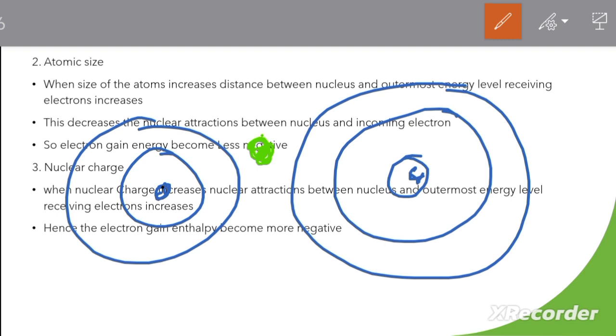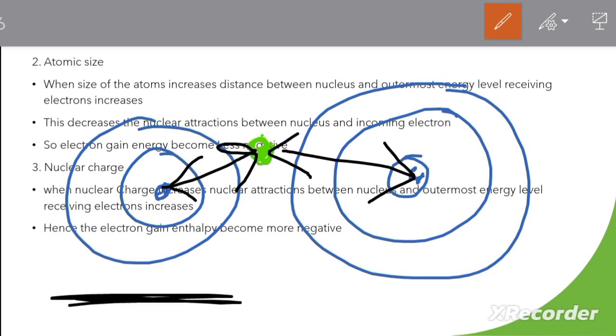So this first nucleus has a lesser distance to the incoming electron, and this second element has a bigger distance to the incoming electron. So there are more nuclear attractions from the first element. So it attracts the incoming electron very easily. And attractions are prominent when the atomic size is less.